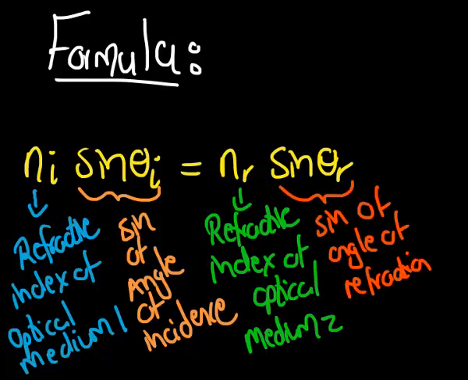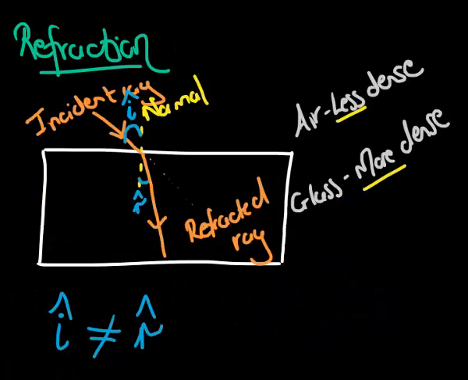Now, if any three of these variables are given, you can go and calculate the fourth variable. Now we're going to quickly look again at the relationships between the angle of incidence, the angle of refraction, as well as the refractive indexes. And then from that we will be able to deduce a few properties of Snell's law.